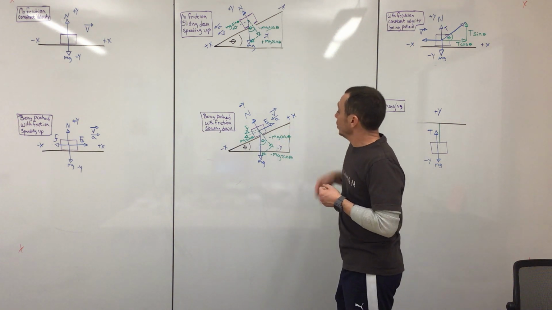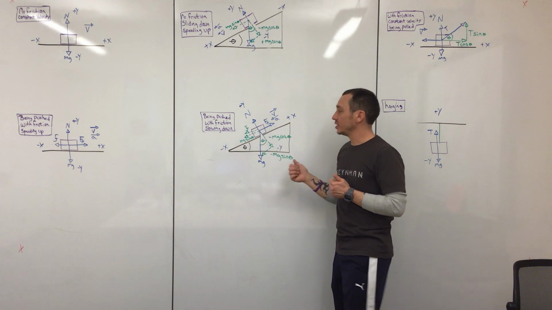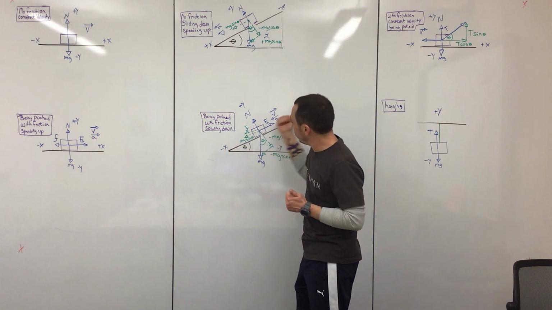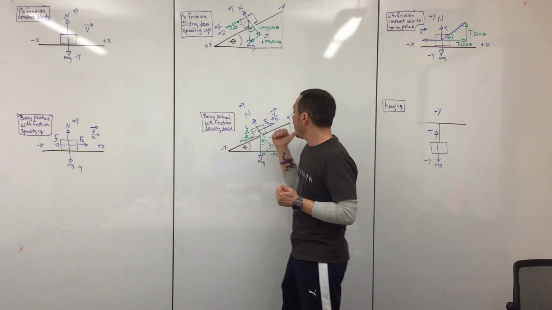So now we have an even more complicated situation, where this box is being pushed up the ramp with friction, and it's slowing down.